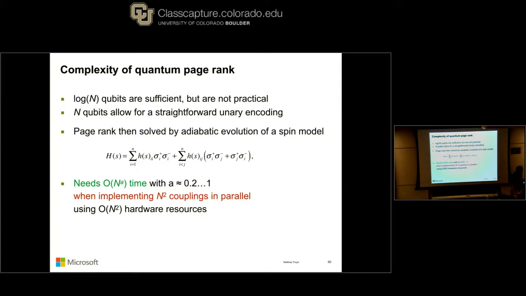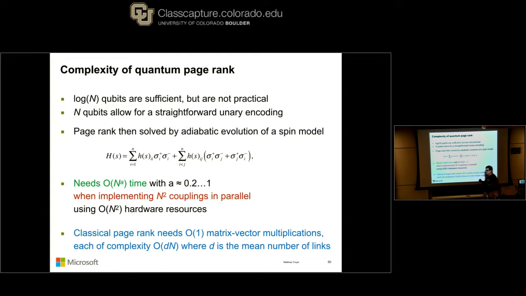While classically, I do PageRank by making a constant number, like 10, of matrix vector multiplications with the same matrix, and the complexity for each is the sparsity, which is the mean link number times the number of pairs of web pages. So you have the big O of t times n classically compared to big O of n to the 0.2 quantumly. And thus they argue there's quantum speedup. What's nice is that they really explicitly spelled out how to do it and calculate it all.